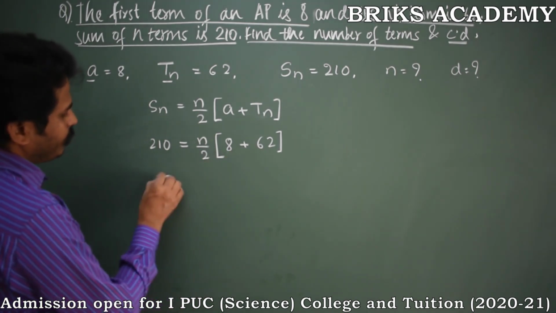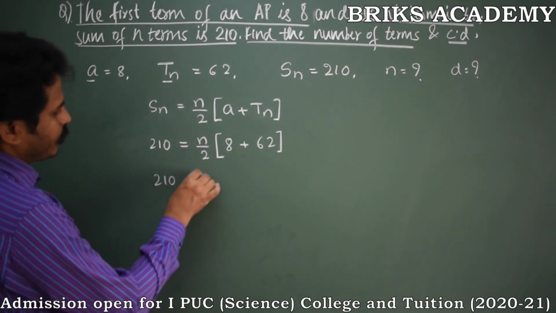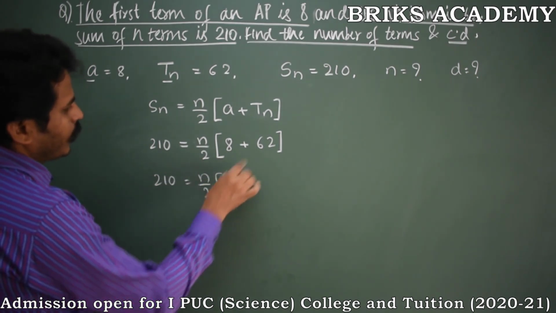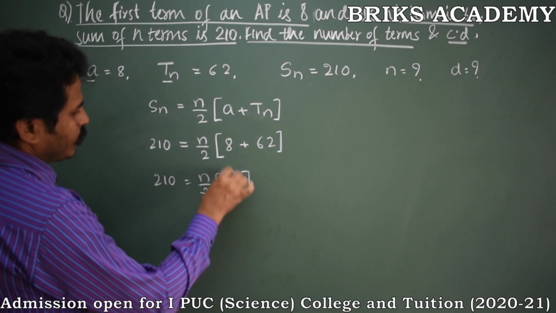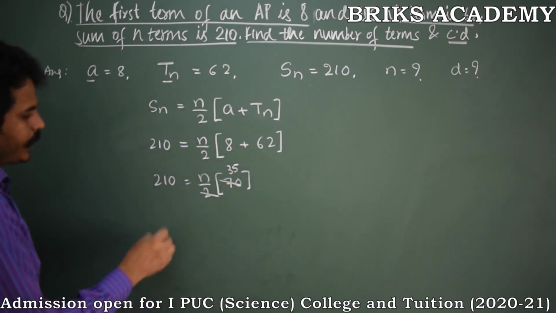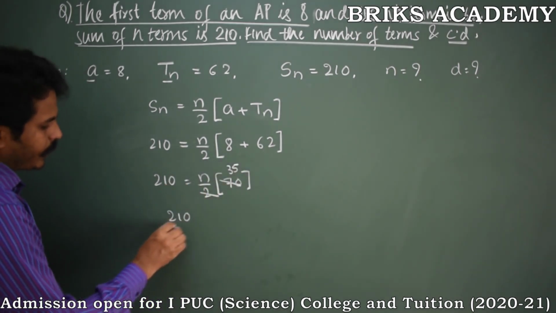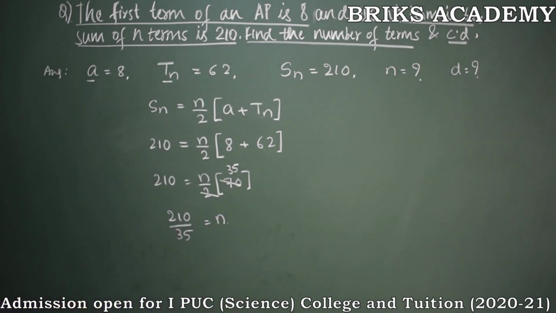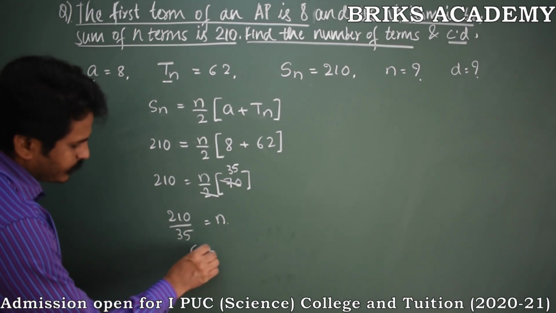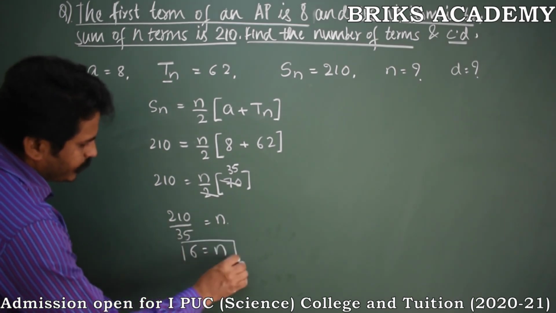If I simplify this, 210 is equal to n by 2 into 62 plus 8, which is 70. 2 ones are 2, 35. If I take 35 this side, 210 divided by 35 equals n. Check if I am correct. How much is it? 6. So n equals 6.